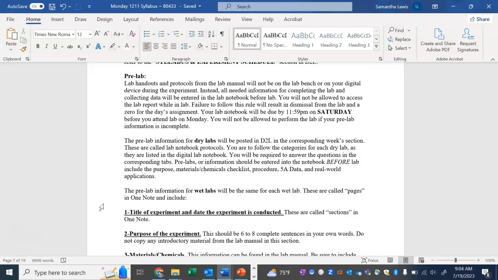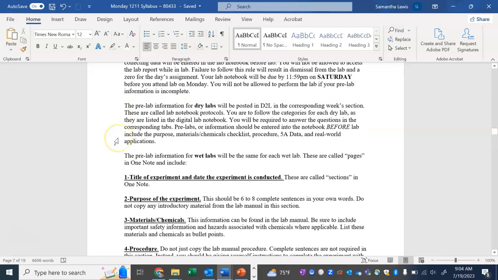So if you fail to follow this rule, dismissal from lab, 0 for the assignment, and you know when your lab notebooks are due. Now this day will change according to your assigned lab schedule. So if you have a Wednesday class, your lab notebook would be due on Monday. It is 2 days before, so that I have time to check it and make sure that you have everything that you need.